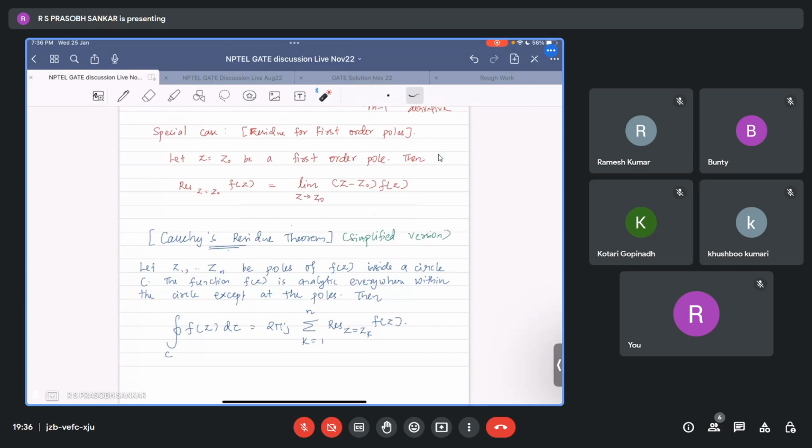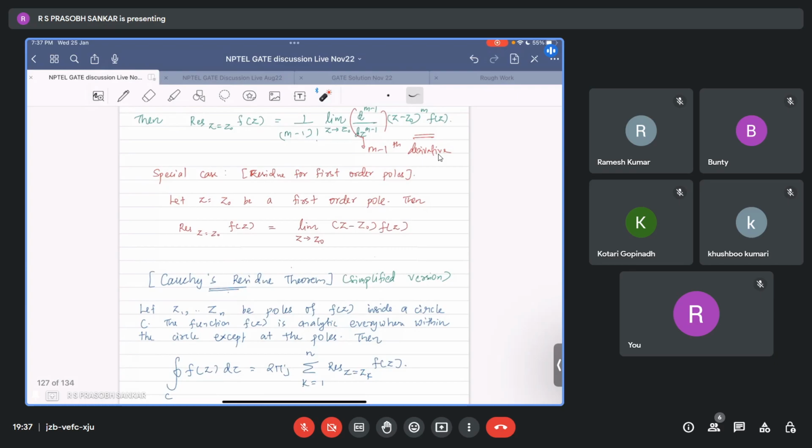A special case of this theorem, when we have a single pole of a single order, is the Cauchy's integral formula that we are usually used to. This is the conclusion: integration over C of f of z dz is 2 pi j times the sum of residues. So till now, is it okay? I'm sure there will be doubts. The definition itself is quite complicated. But shall we see an example? I think that's better.